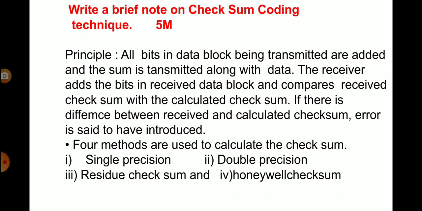Four methods are used to calculate the checksum. First one, single precision; second one, double precision; third one, residue checksum; fourth one, Honeywell checksum.